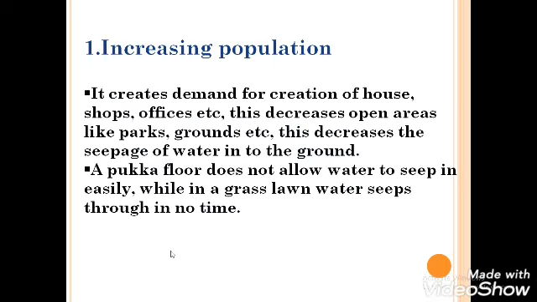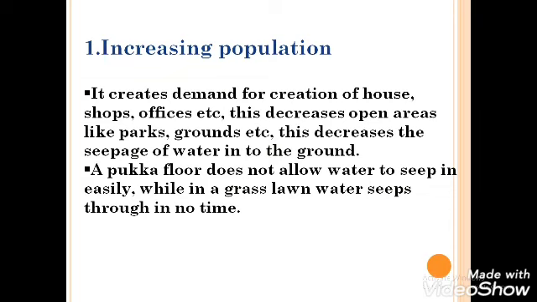First one, increasing population. Increasing population creates demand for construction of houses, shops, offices, roads and pavements. This decreases the open areas like parks and playgrounds. This in turn decreases the seepage of rainwater into the ground. What could be the consequence? Recall that the pucca floor does not allow water to seep in easily, right? While in a grass lawn, water seeps through in no time.